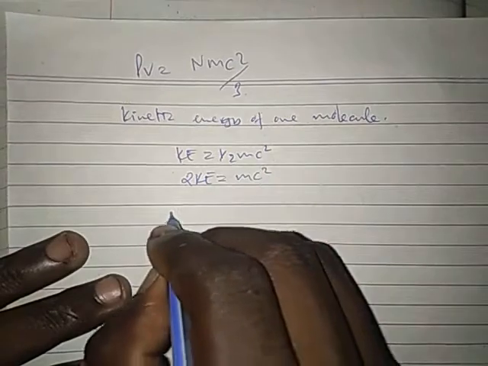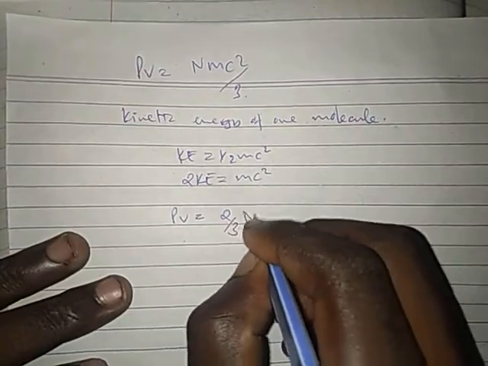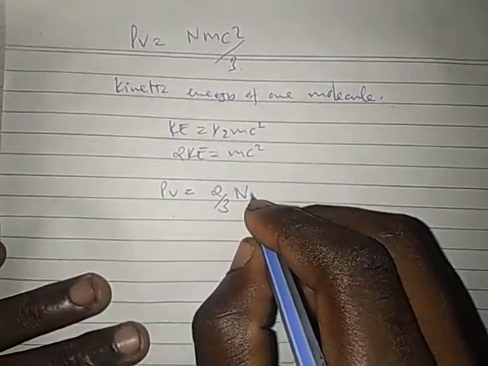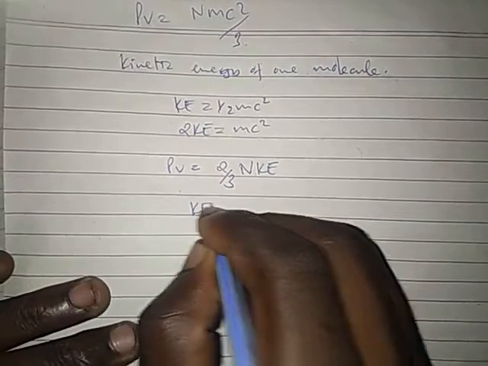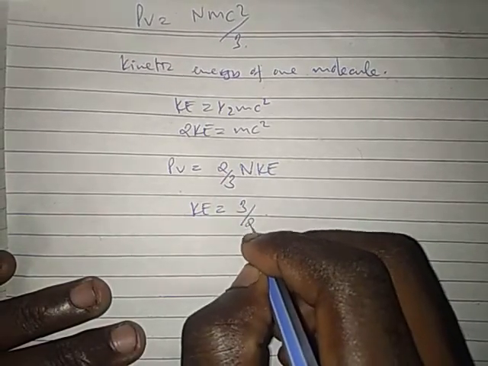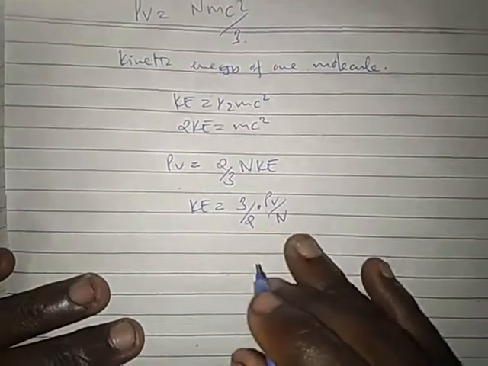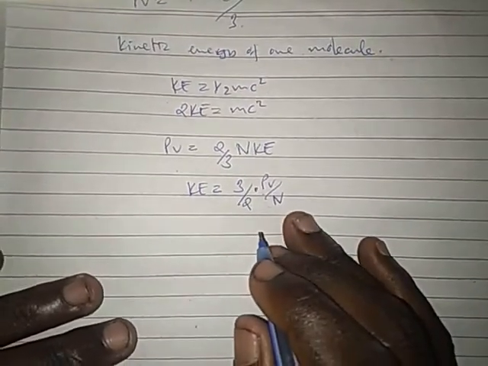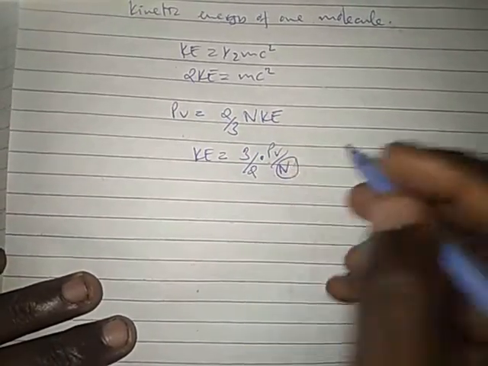mc square. PV is equal to 2 divided by 3 n times kinetic energy. So kinetic energy is equal to 3/2 PV divided by n. This is the kinetic energy of one molecule. So we must divide by the number of molecules.